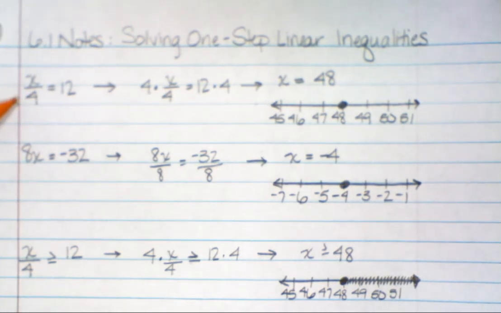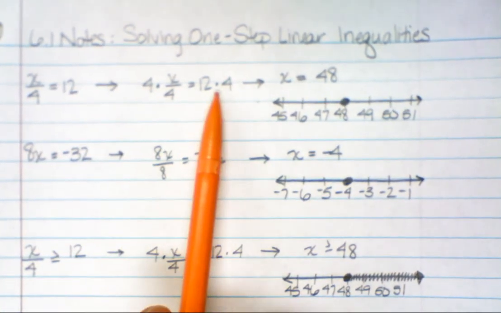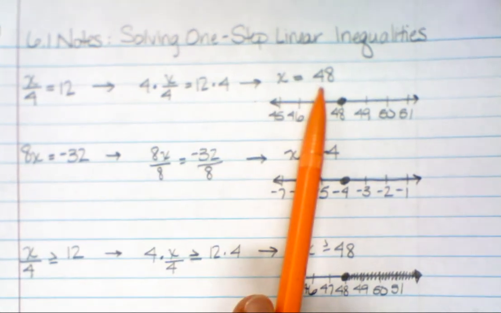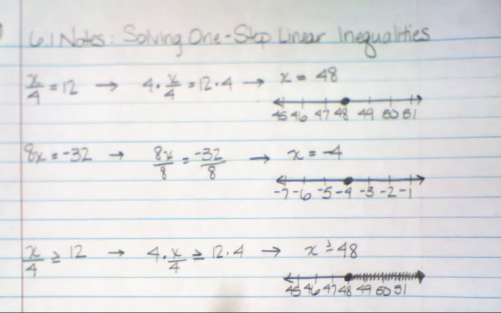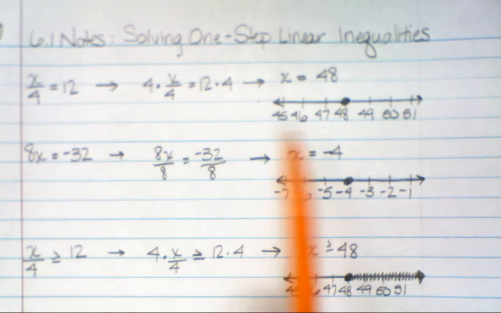When it's an equation, we just multiply both sides by 4, as I did here. Those cancel out the 4's and we end up with x equals 48. If I were to ask you to graph that, which is not something we typically do, you would just put a dot at the number 48 on the number line. So this should be a review.